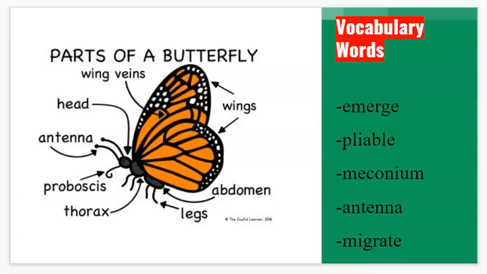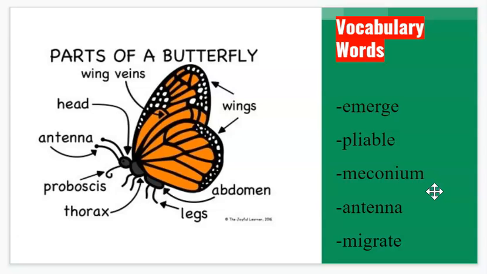Let's talk about these vocabulary words because these words are pretty new for us. Emerge. It means something that moves out of something, like a butterfly that is emerging from its chrysalis. Pliable. It means something that is easily bent or flexible. I bet the butterfly is very pliable in its chrysalis.